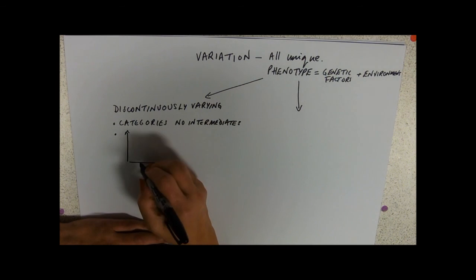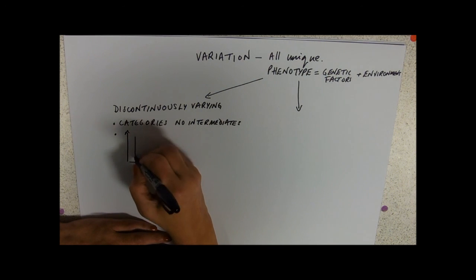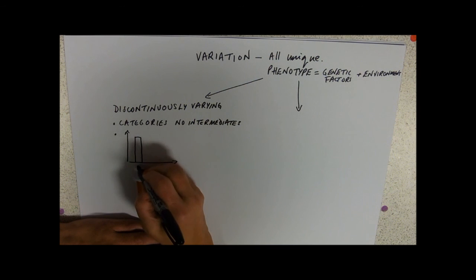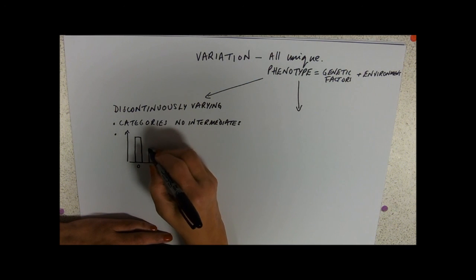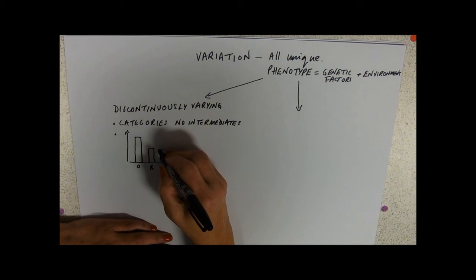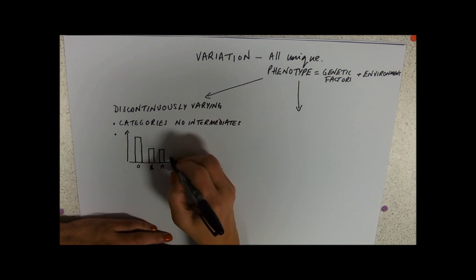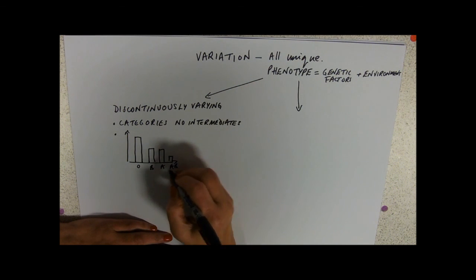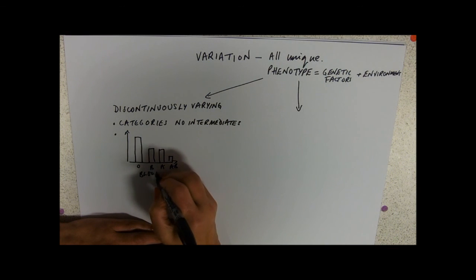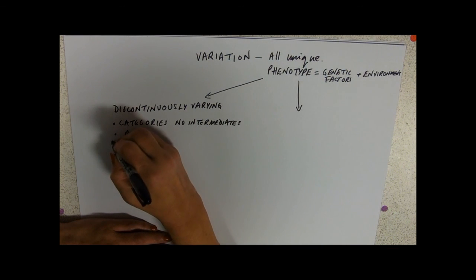So if we graph it, it would be a bar chart. These people with blood group O, people with blood group B, people with blood group A, people with blood group AB. And up the side, of course, we have number of individuals.